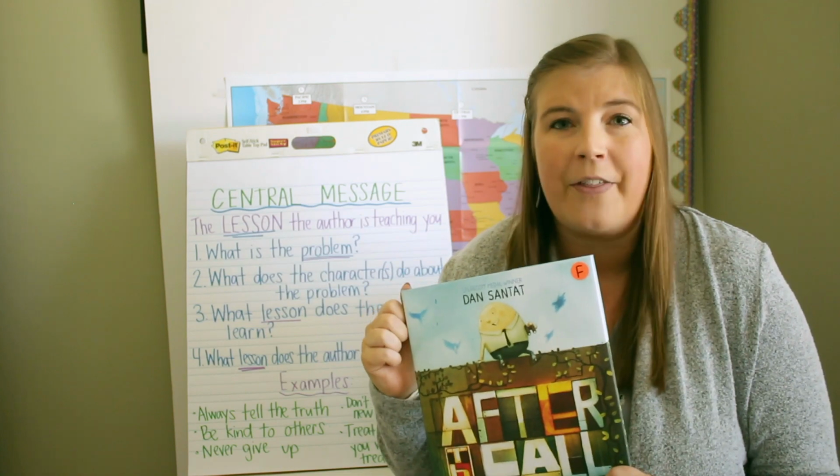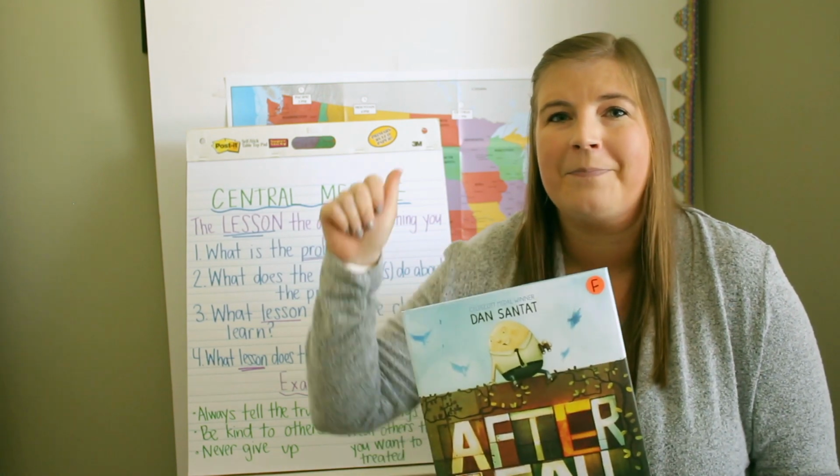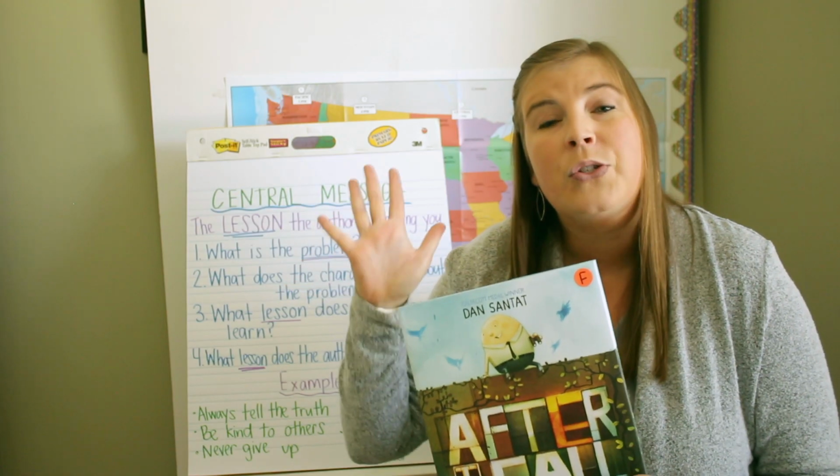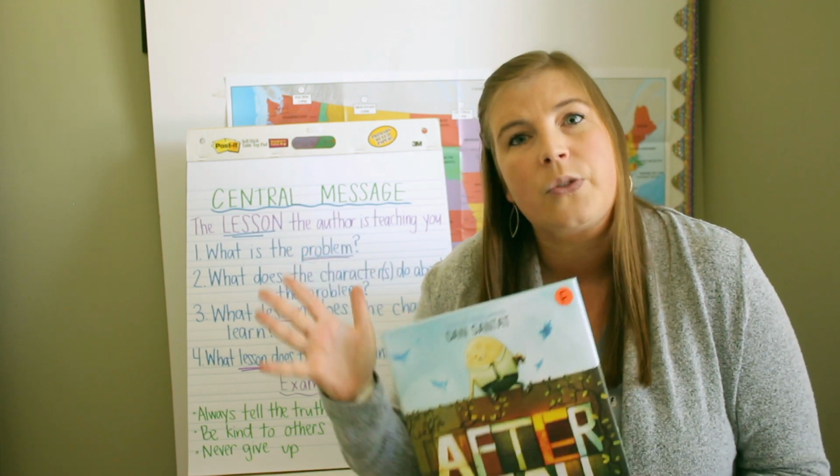Let's put that all together to retell our story. Humpty Dumpty wanted to be close to the birds, but he was afraid of heights. So he begins to make paper airplanes that look like birds until one lands on top of the wall. In the end, he climbs up to the top of the wall and faces his fears. So now we have just recounted the story.